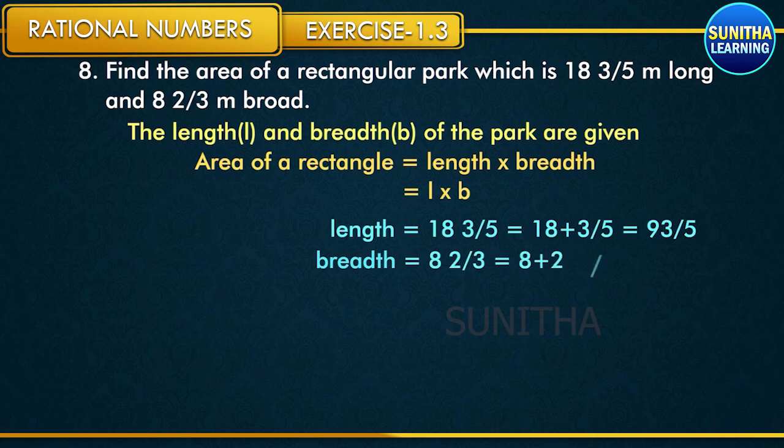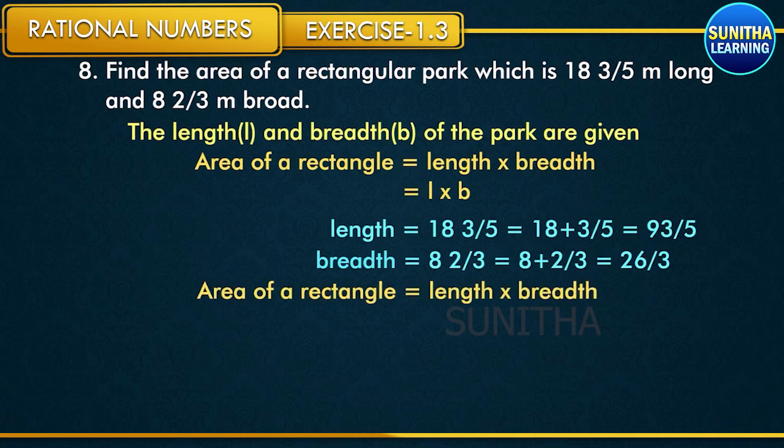Now what is the breadth? The breadth is also the same. Now a mixed fraction is given, so convert it into a proper fraction. 8 2 by 3. If you convert it, 8 plus 2 by 3 is equal to 26 by 3. So here we got the length and breadth. So substitute in the given condition. Now multiply it. 93 by 5 into 26 by 3.